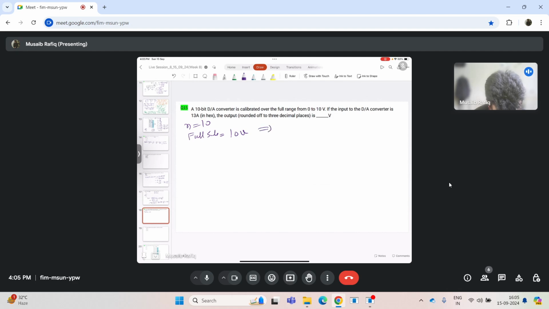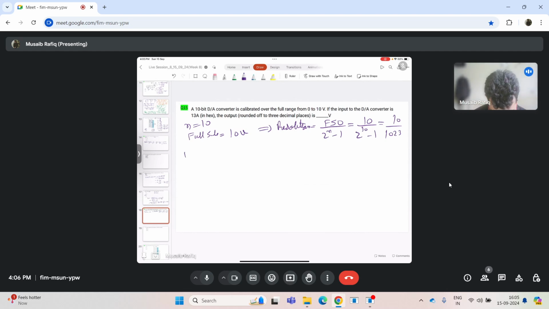So that implies my resolution is simply full scale range divided by 2 raised to power n minus 1. Full scale range is 10 volts divided by 2 raised to power 10 minus 1. So it's 10 by 1023, because 2 raised to power 10 is 1024, so 1024 minus 1 is 1023.